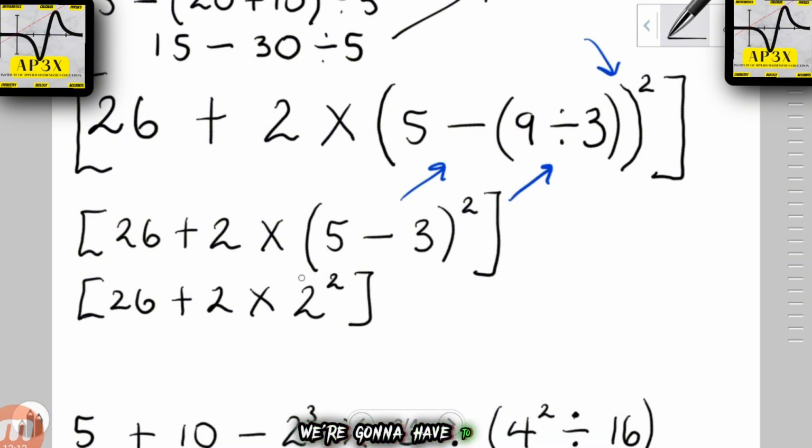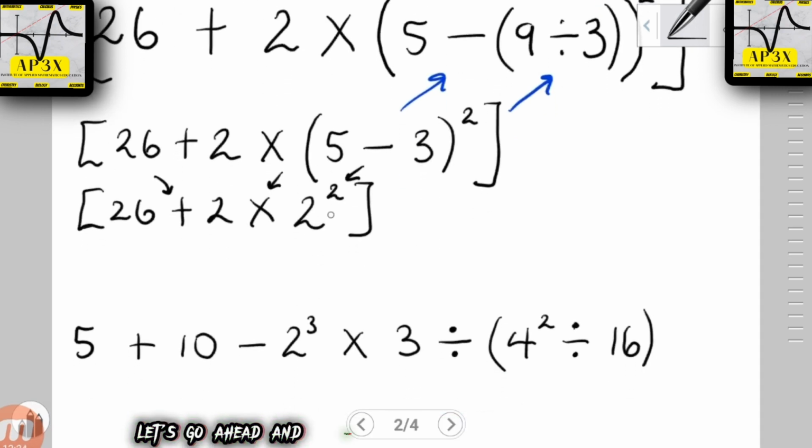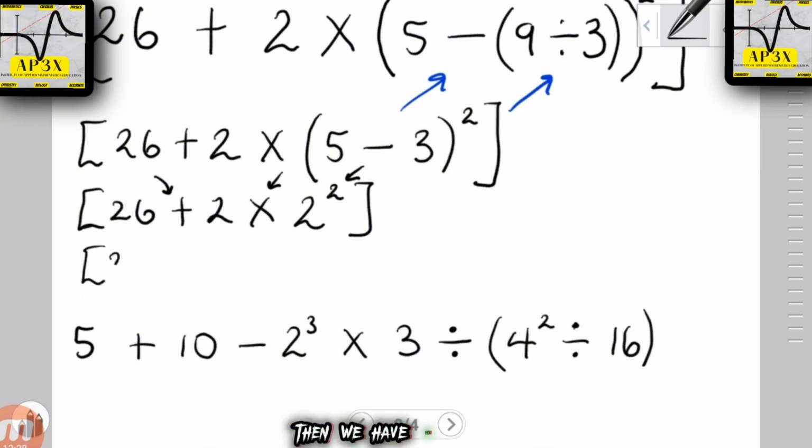Now we're going to have to operate what is inside that outer bracket. And now what we have here is in fact addition, and we have multiplication, and we also have exponent. Let's go ahead and simplify the exponent aspect of the problem. So then we have 26 plus 2 multiplied by 4.